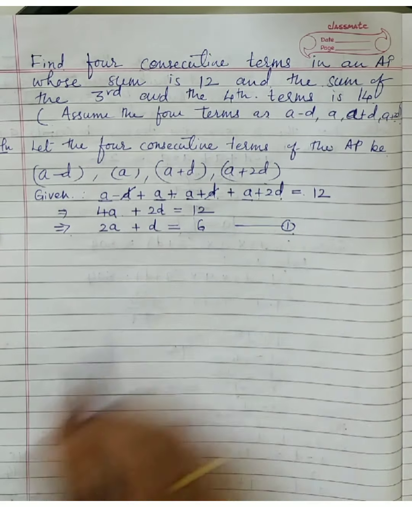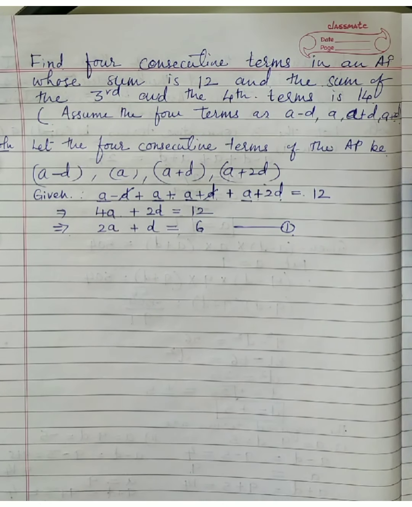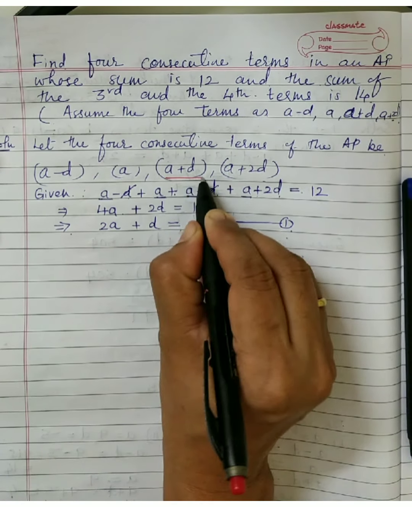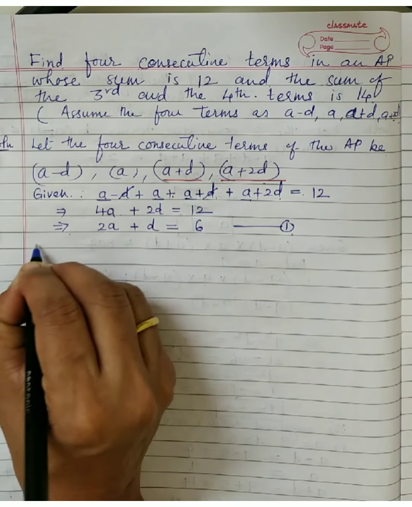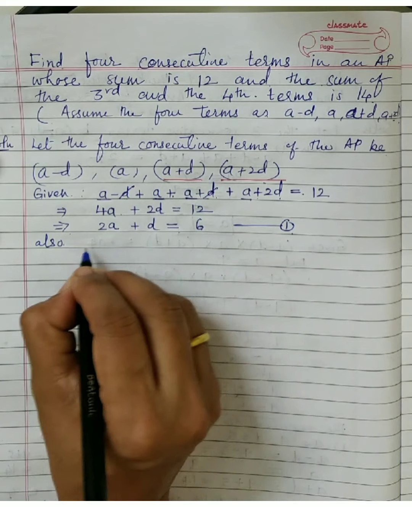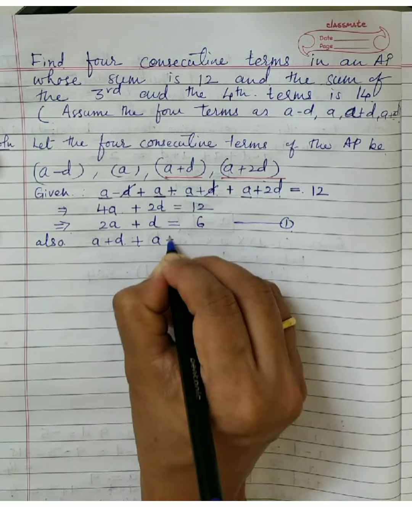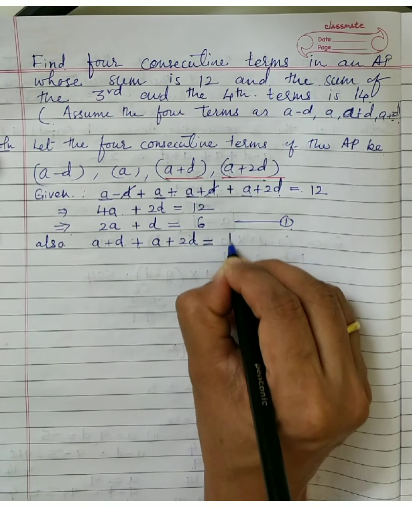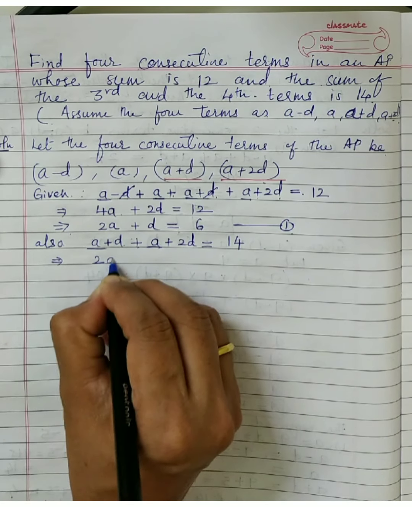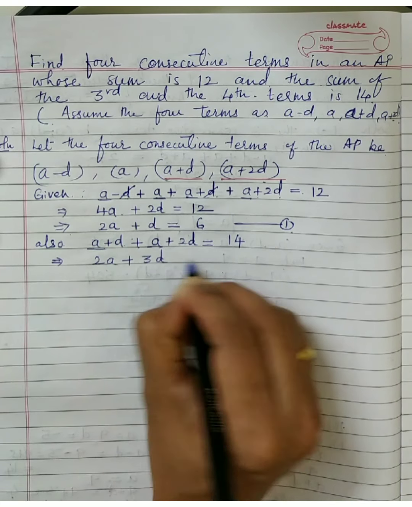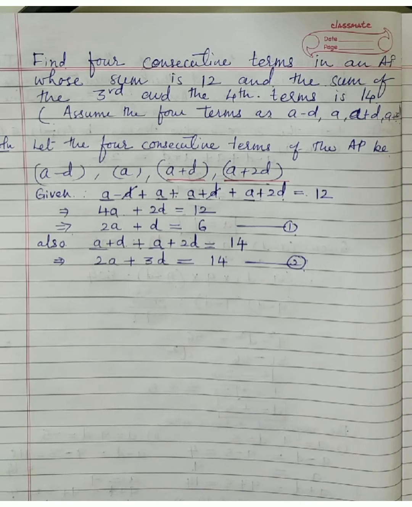Keep it aside. Further what is given? Sum of third and fourth terms is 14. So be very careful. Third term plus fourth term is 14. Let's work out with that. Third term, what is that? A plus d plus fourth term a plus 2d is equal to 14. Again simplify. 2a plus 3d is equal to 14. Now it cannot be simplified further. Let's name it as equation 2.